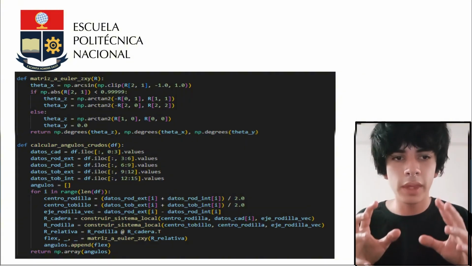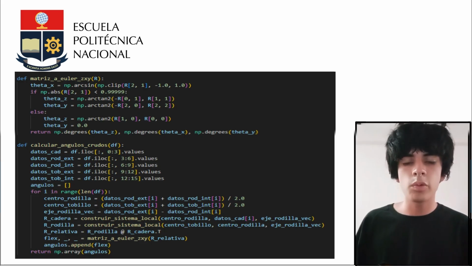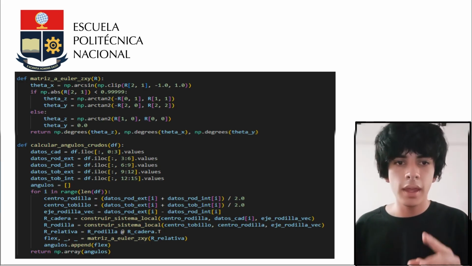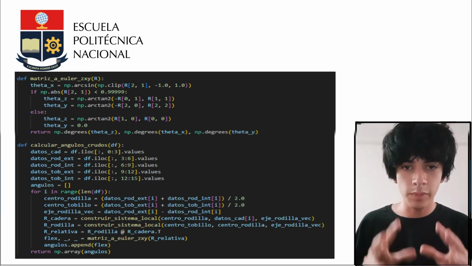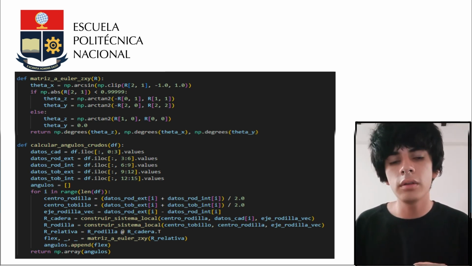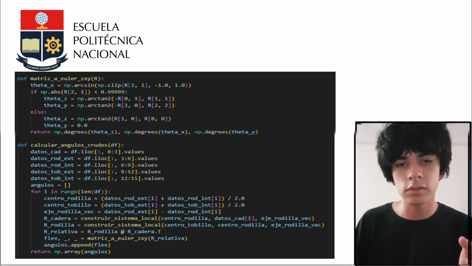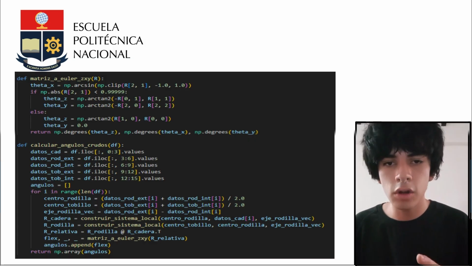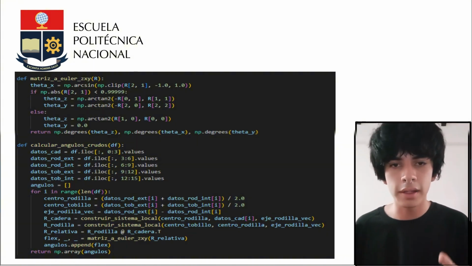With these reference frames, we calculate the rotation matrix of the shank relative to the thigh. To extract the specific flexion angle, we decompose this matrix using Euler angles with a ZXY configuration or rotation sequence, isolating the Z component, which corresponds to the clinical flexion we are analyzing.